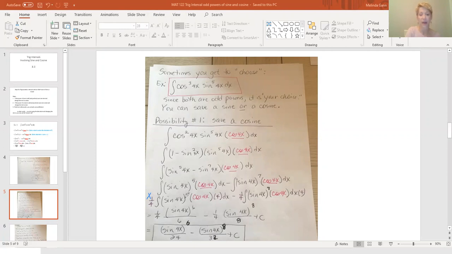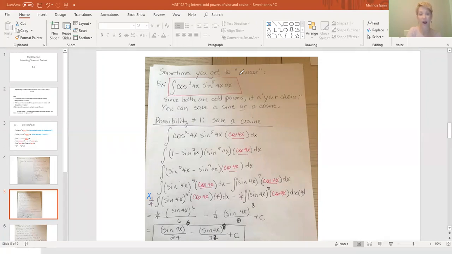So this is just power rule. So my 1/4 comes down. I have my original. Remember, my power goes up by 1 to 6, and I divide by that same power. Same thing. That power is going to go up by 1, so it goes up to an 8, and I divide by 8. Then all I did was multiply the denominators out. Okay? So that's what I'm going to do when I have an odd power.